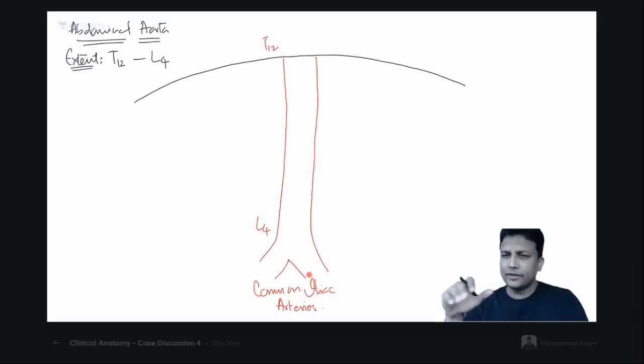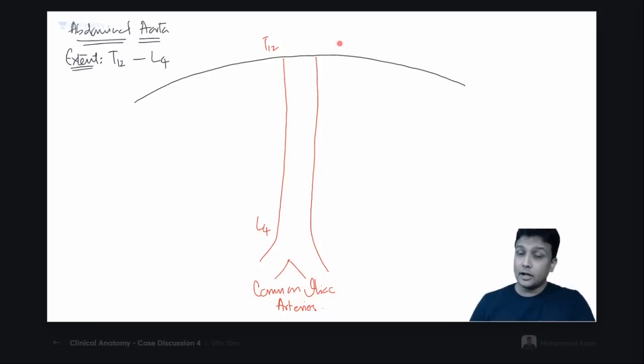As I told you, it is giving branches in almost every direction: ventral, dorsal, and lateral branches. So first of all, let us welcome the ventral branches. Now, what are the ventral branches of the abdominal aorta? The moment the abdominal aorta begins right at the level of T12, it is giving one ventral branch, and that will be your celiac trunk.